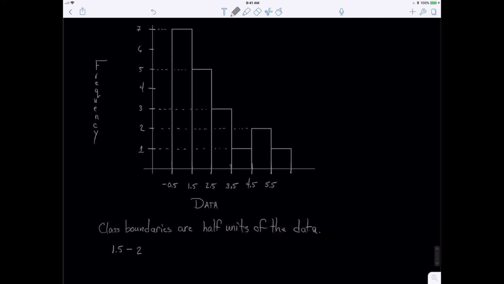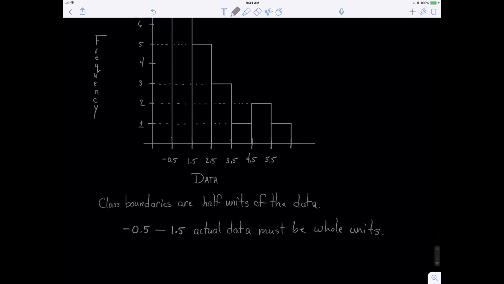If they're half units of the data, for example, let's start at the very beginning, the leftmost class, and that is from negative 0.5 to 0.5. So since in this case the class boundaries are in half units, then the actual data must be whole units. And in this case, what is the only whole number?